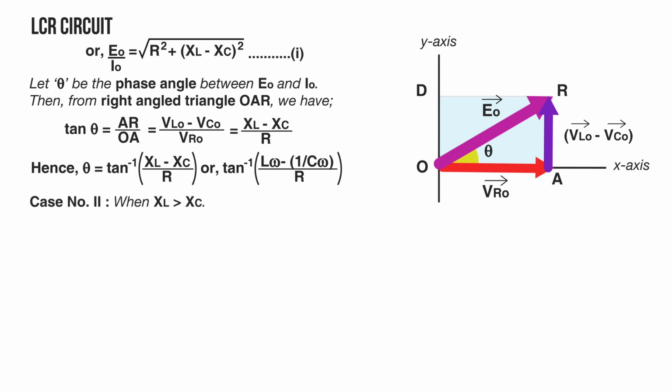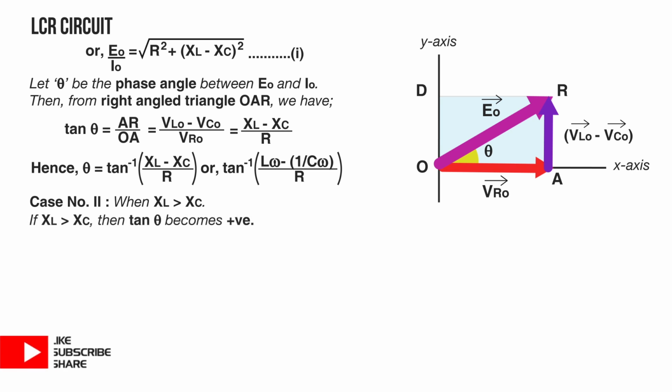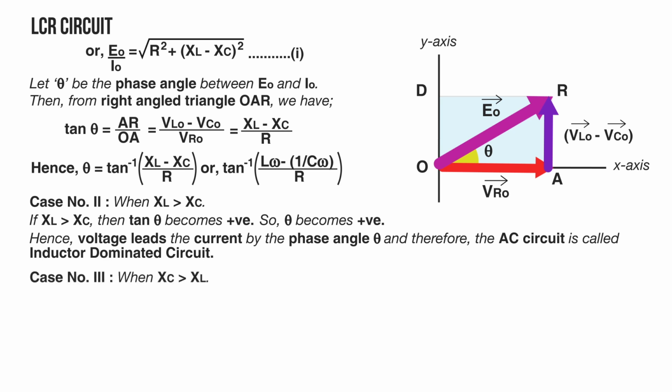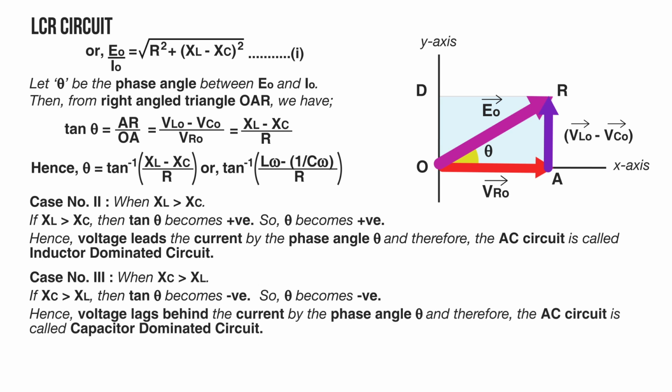Case number 2. When inductive reactance is greater than capacitive reactance. If inductive reactance is greater than capacitive reactance, then tan theta becomes positive, so theta becomes positive. Hence, voltage leads the current by the phase angle theta and therefore the AC circuit is called inductor-dominated circuit. Case number 3. When capacitive reactance is greater than inductive reactance. If capacitive reactance is greater than inductive reactance, then tan theta becomes negative, so theta becomes negative. Hence, voltage lags behind the current by the phase angle theta and therefore the AC circuit is called capacitor-dominated circuit.